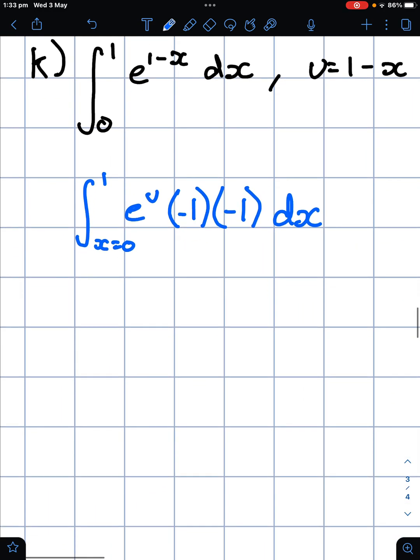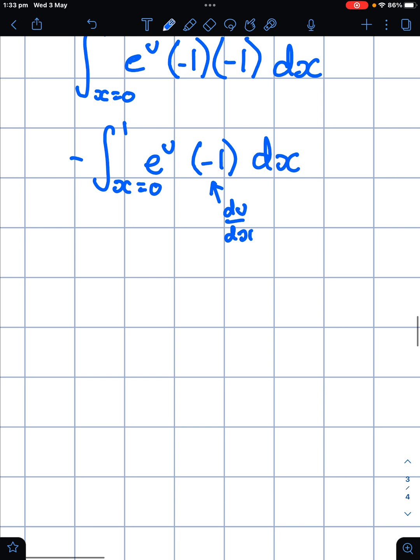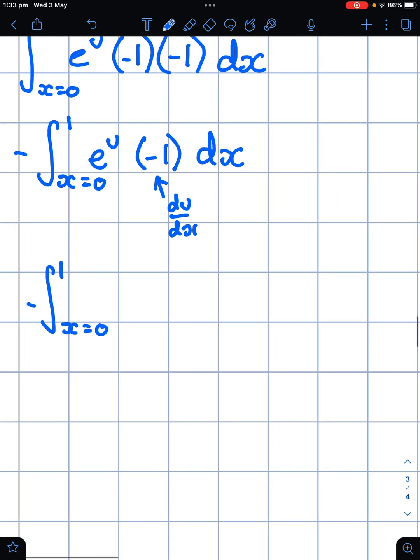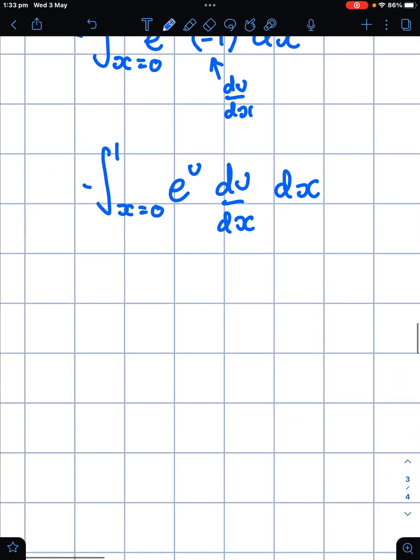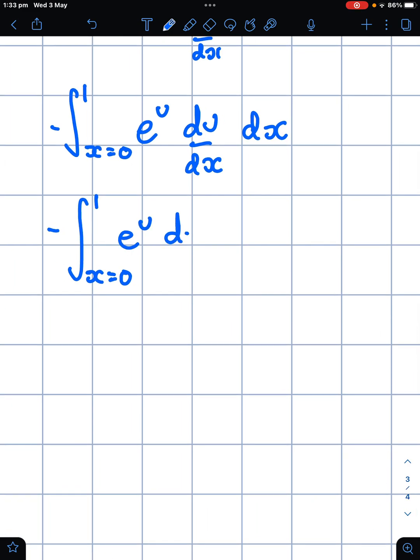Now if I move one out the front here, I can do the negative integral from x equals 0 to 1 of e to the u. I've got one more negative 1 left in here, dx. This here becomes du. This is du dx, so I can do my substitution. So I have negative integral x equals 0 to 1 of e to the u du. So we're now ready to do our integral here.